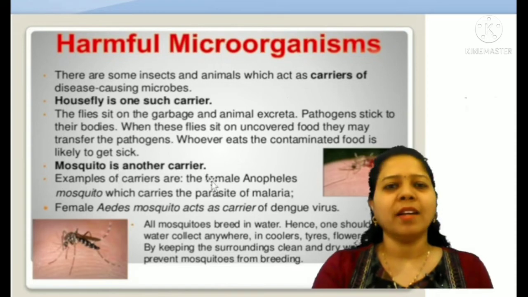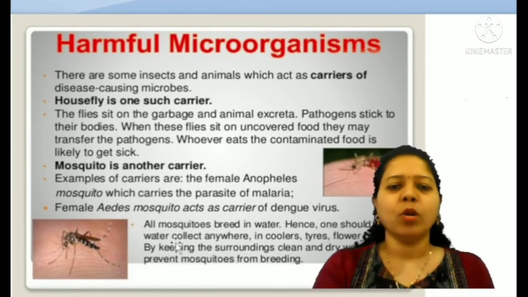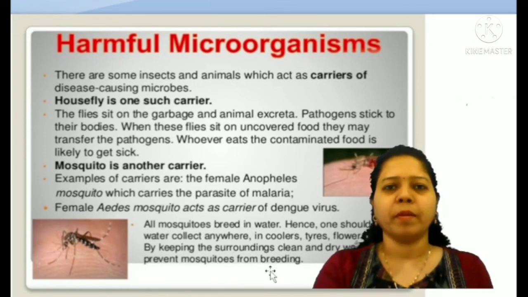Mosquito is another carrier. Examples of carriers are the female Anopheles mosquito, which carries the parasites of malaria. Female Aedes mosquito acts as a carrier of dengue virus. All mosquitoes breed in water, hence one should not let water collect anywhere in coolers, tires, flower pots, etc. By keeping the surroundings clean and dry, we can prevent mosquitoes from breeding.